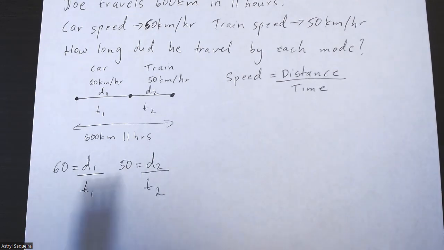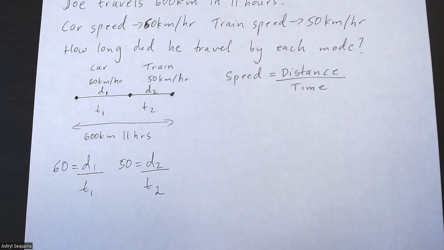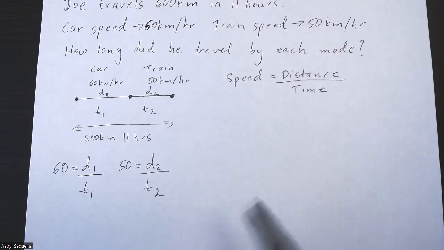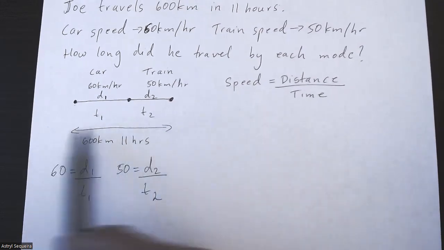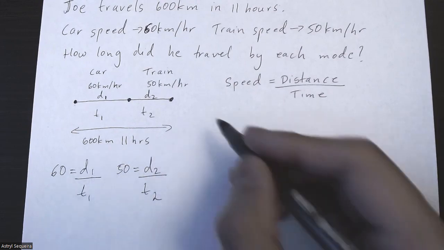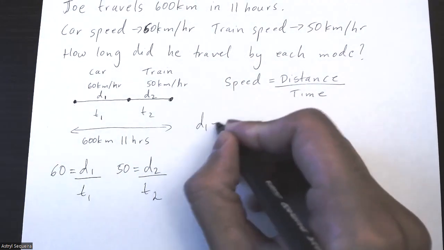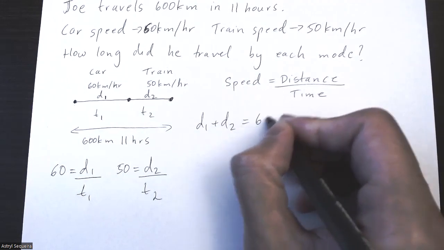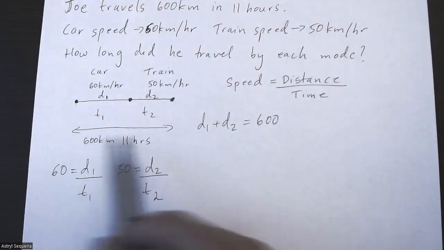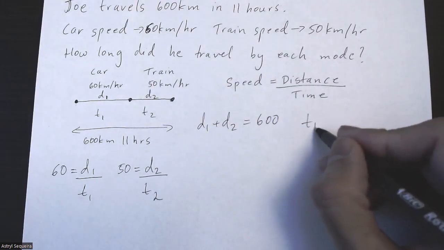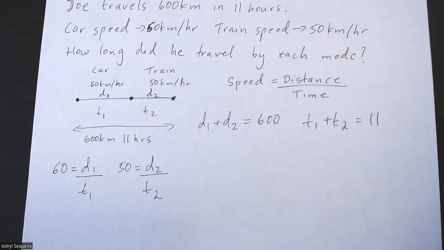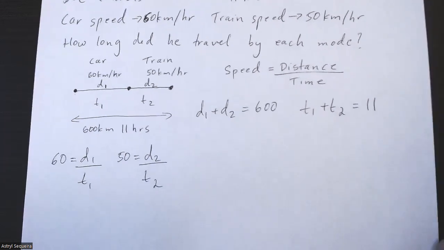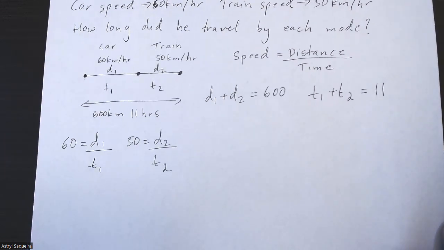Now I have two equations and I have four variables. So I can't solve this here just yet. I need to create another two more equations in order to solve this. I know that the total distance is 600 kilometers. So I can do D1 plus D2 equals 600. And I know the total time is 11 hours. So I can do T1 plus T2 equals 11.